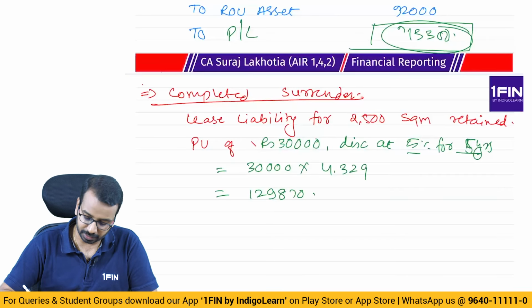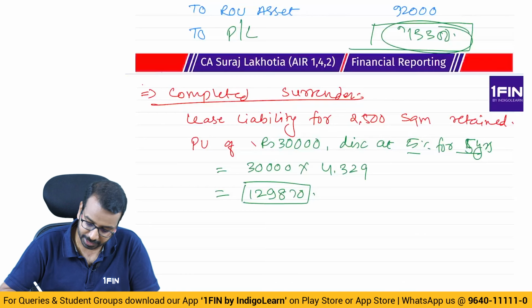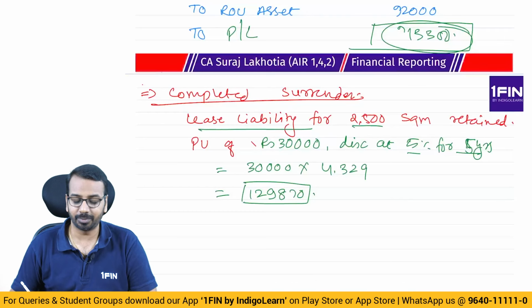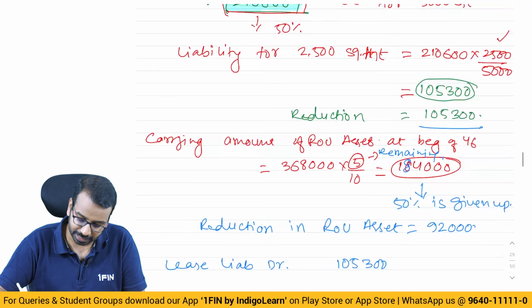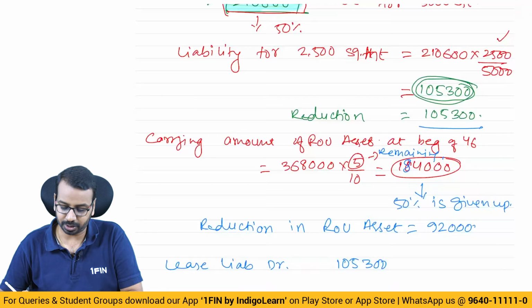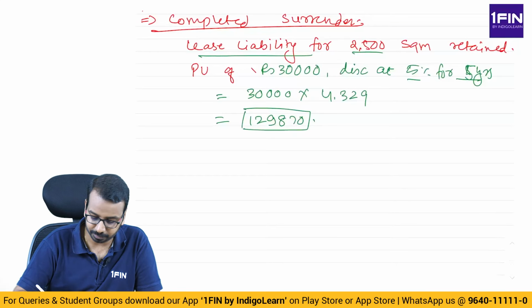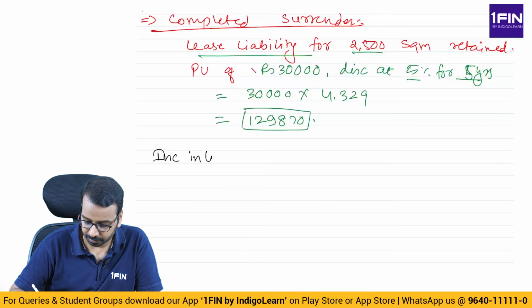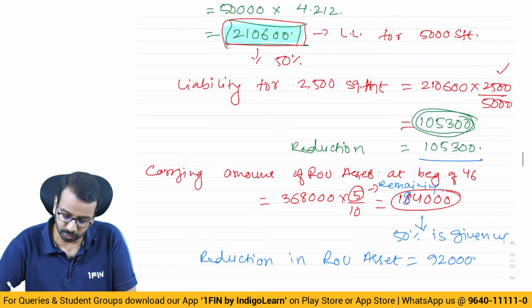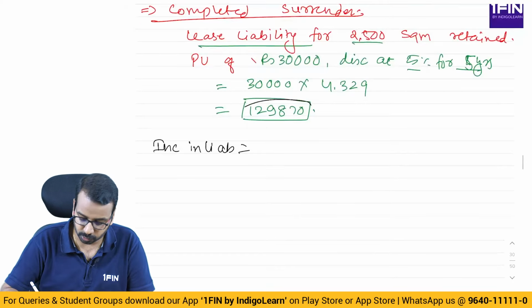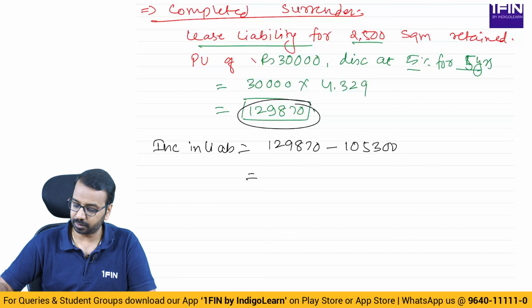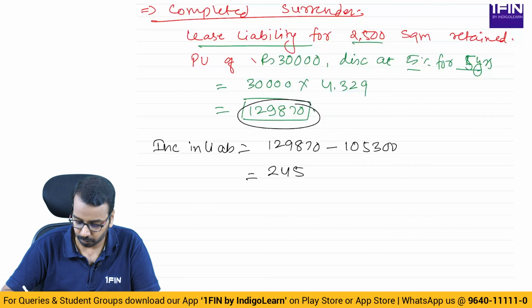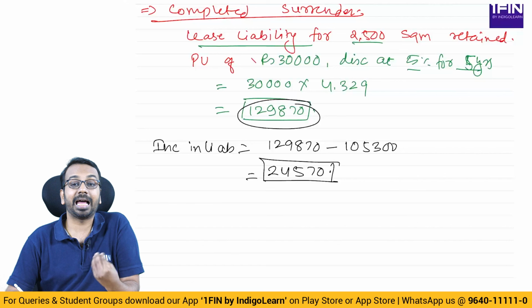Now, if this is 129,870, this is my new liability. Earlier, my liability had a closing balance of 1,05,300. So the increase in liability is equal to 129,870 minus 1,05,300, which is equal to 24,570. With this, my liability has increased.